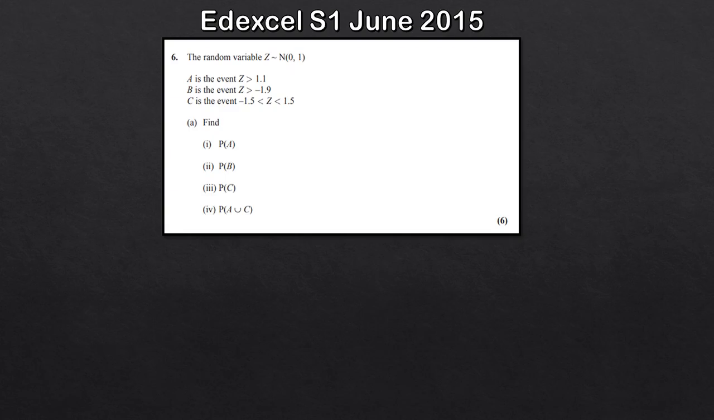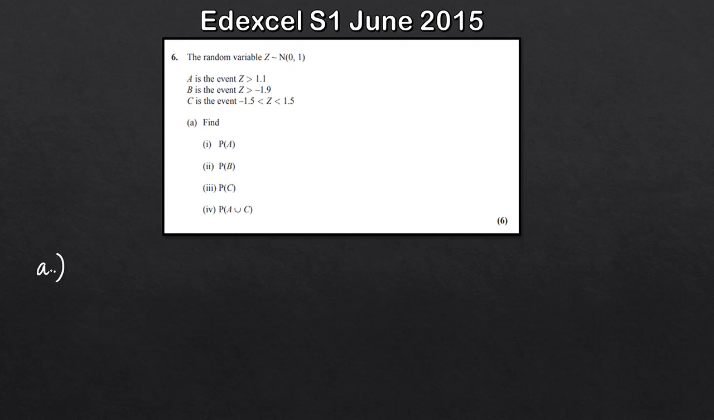So what we're given is this random variable Z, which follows a normal distribution, and this is a special normal distribution. This is a standard normal distribution, which is a mean of 0 and a variance or standard deviation of 1. So here we're given 3 events. A is the event that Z is greater than 1.1, B is the event that Z is greater than minus 1.9, and C is the event that Z is between minus 1.5 and 1.5. And we're asked to calculate 4 probabilities. So let's have a go at these step by step.